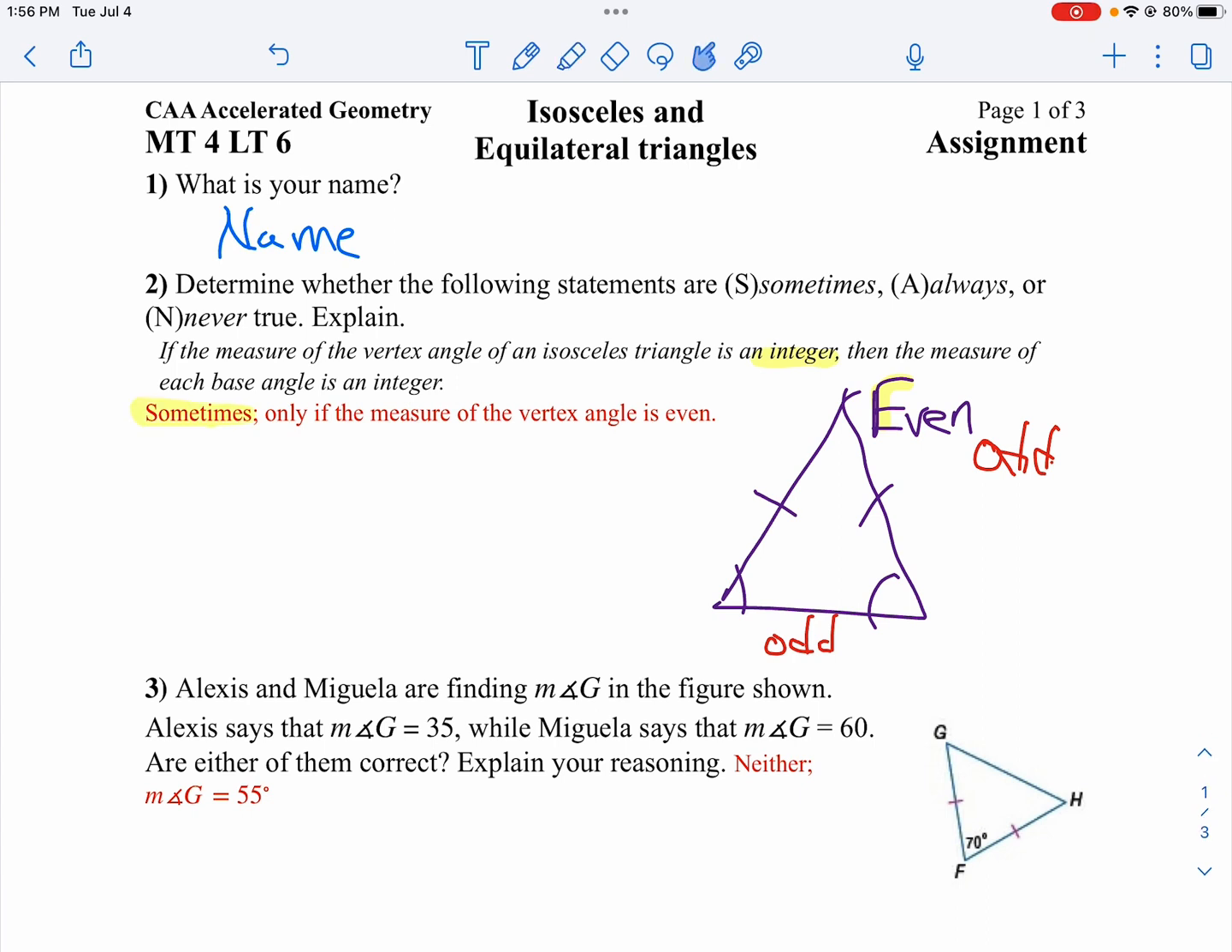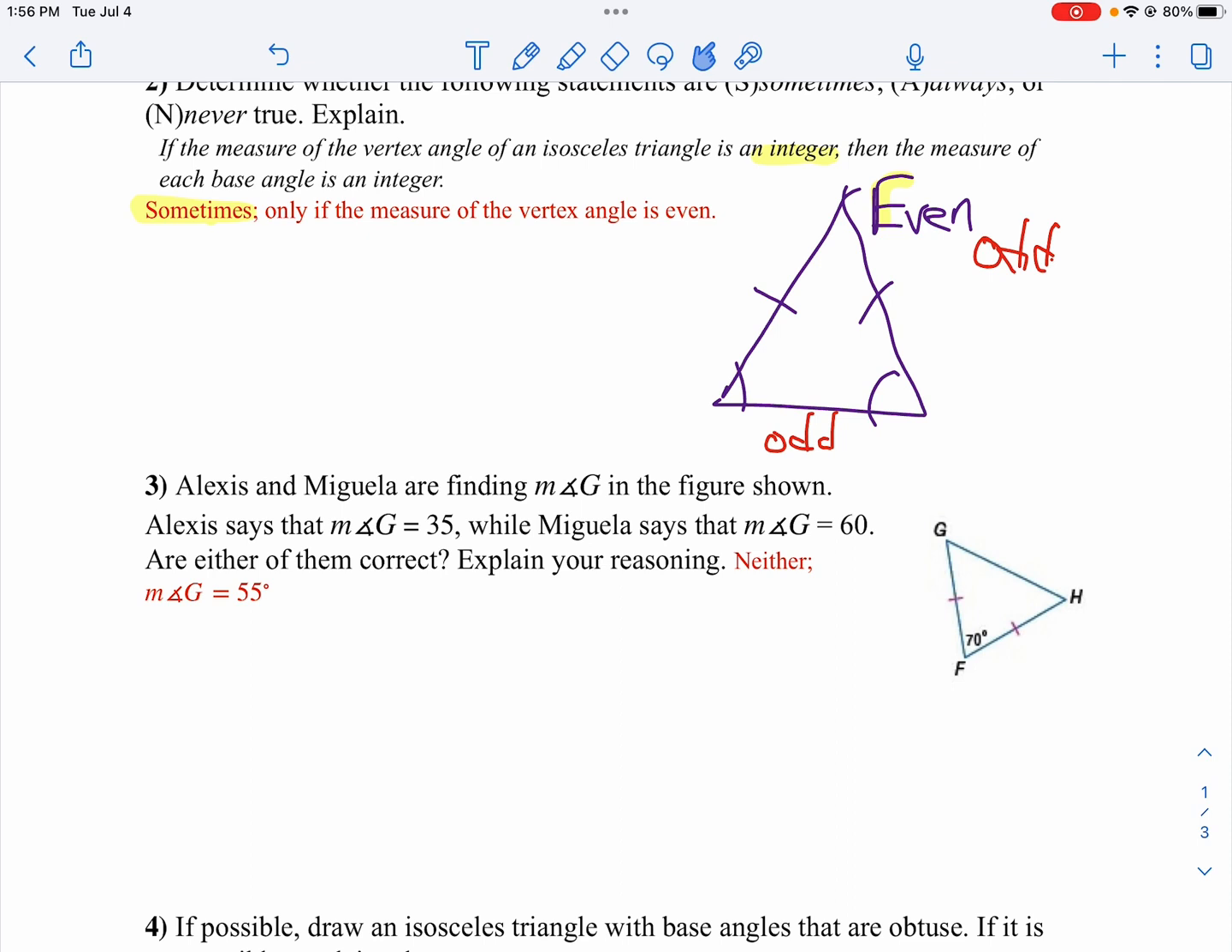On question number 3, we've got Alexis and Michaela, and they're finding the measure of angle G. Alexis says angle G is 35. Michaela says it's 60. Are either of them correct? Well, we definitely see Michaela is incorrect, because Michaela is thinking that it's an equilateral triangle, but we can see it's not equilateral. It's 70 degrees.